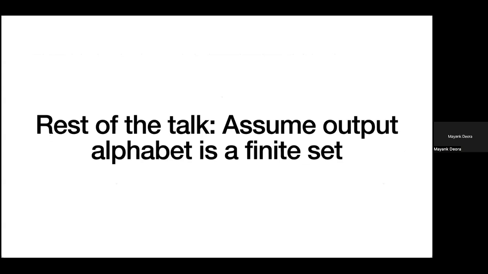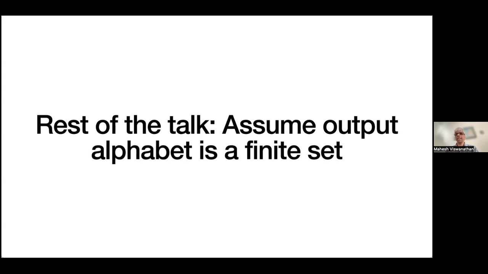Sir, I have one doubt. What is meant by adjacent input sequences? Yeah, so in this talk, we're looking at a sequence of real numbers as inputs. We'll say that two sequences of real numbers are adjacent if in every position, the two input sequences have real numbers that are at most one apart. Okay, got it. For now, I'm going to assume that the output alphabet is finite.